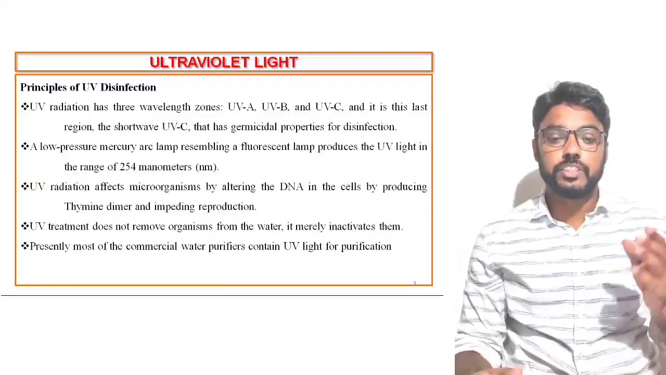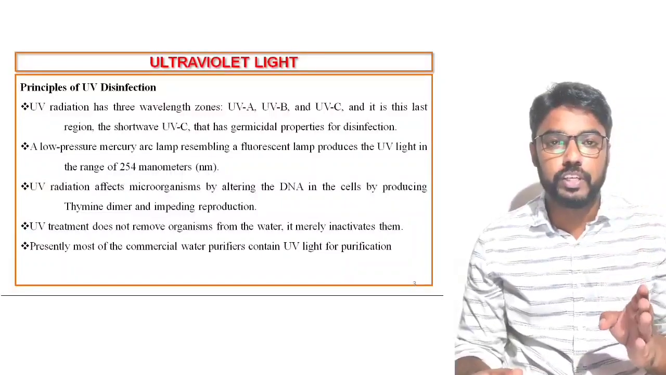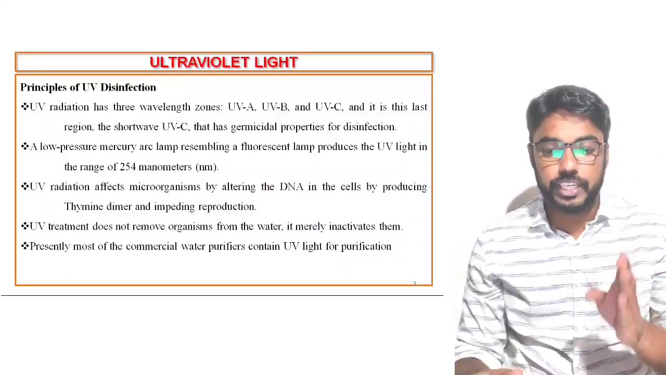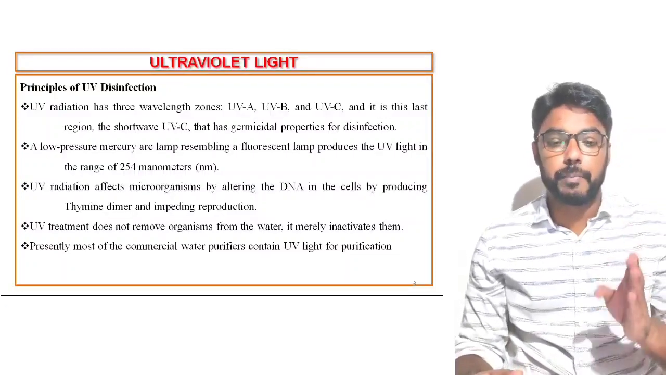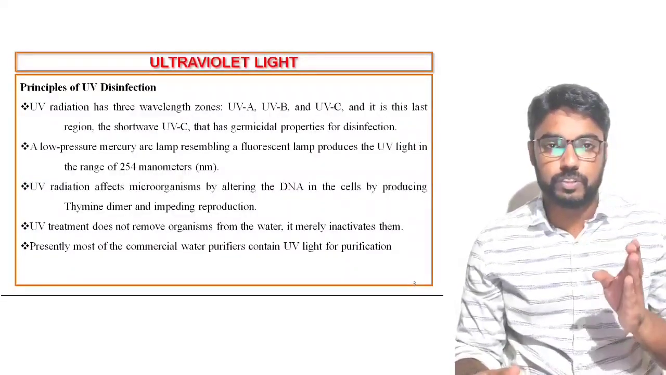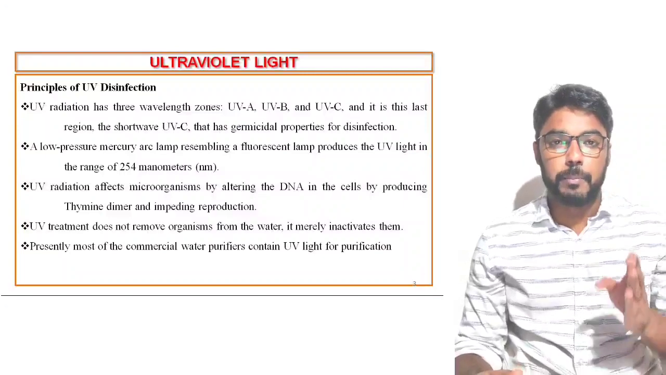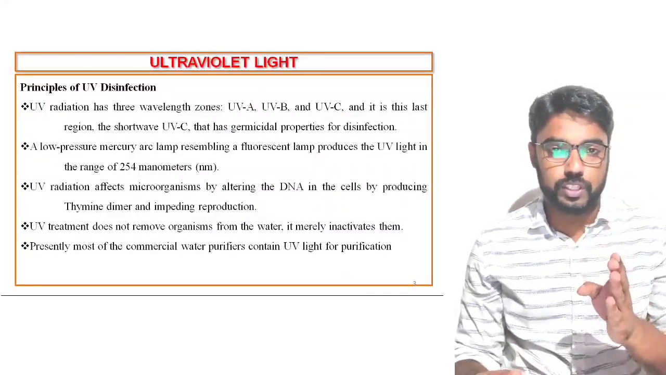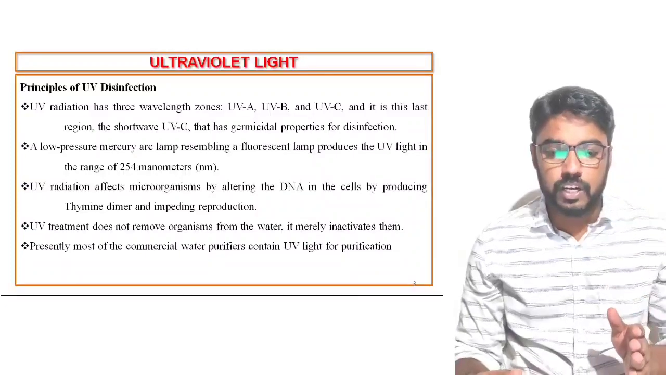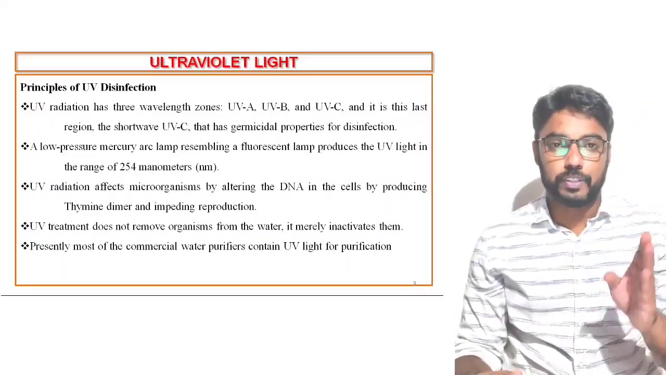UV radiation affects microorganisms. We said that UV has germicidal activity, so now we can see how UV affects the microorganism. UV radiation affects the microorganism by altering the DNA in the cell, producing thymine dimers and impeding reproduction. These thymine dimers cause problems for the DNA at the time of DNA replication and DNA transcription, and so they inactivate the reproduction of bacteria.